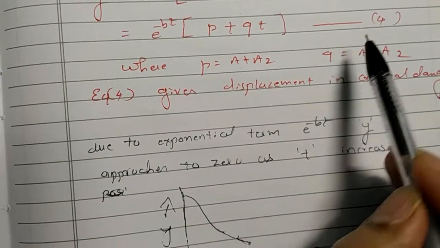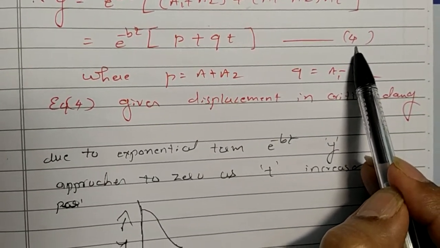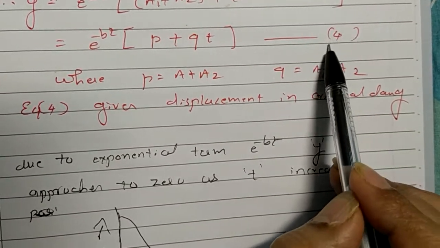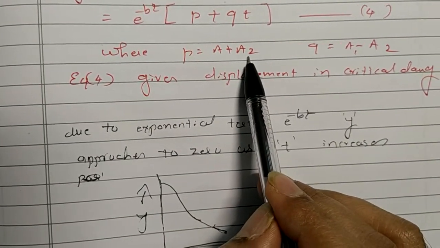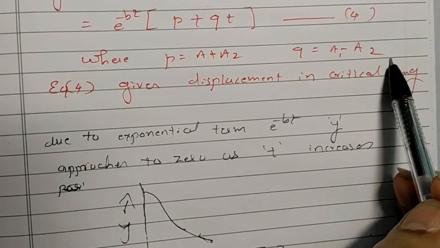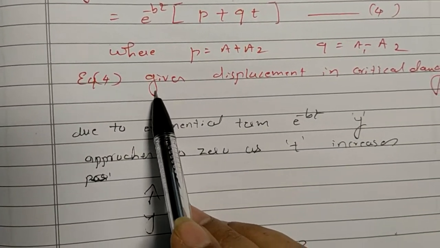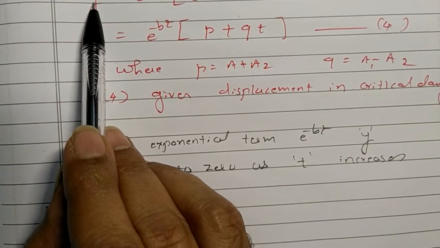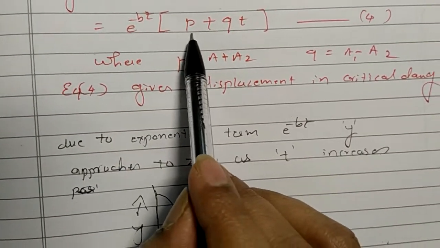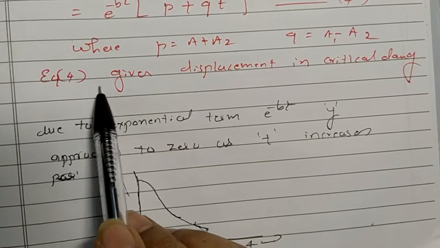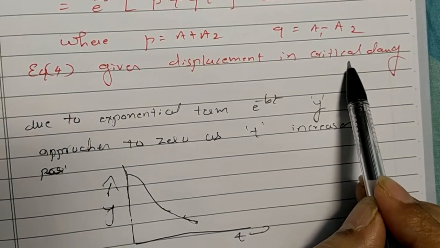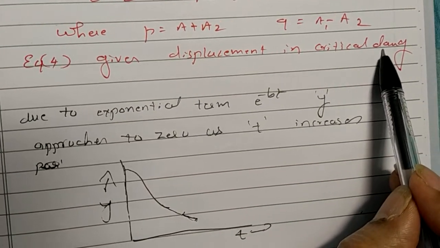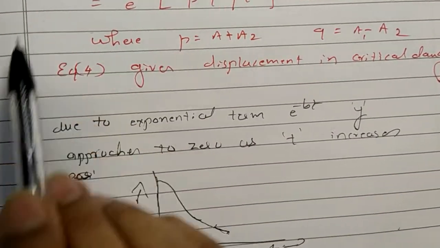That is equation number 4. a1 minus a2 into h I take as q, where p is equal to a1 plus a2 and q is equal to a1 minus a2. Equation 4, y is equal to e to the power of minus bt, p plus qt, gives the displacement in critical damping. That means in the critical damping case, the displacement is given by this equation.